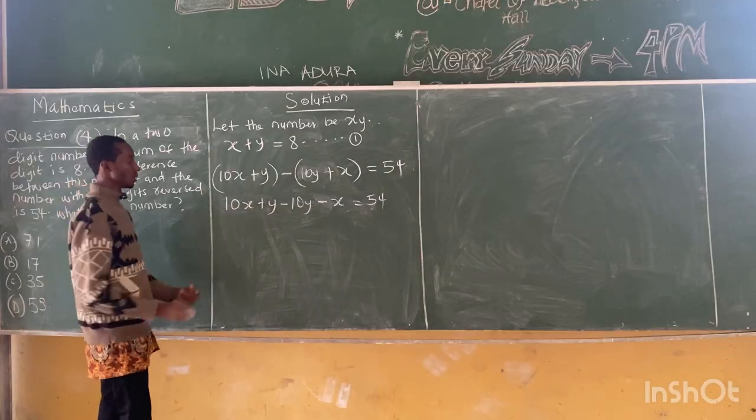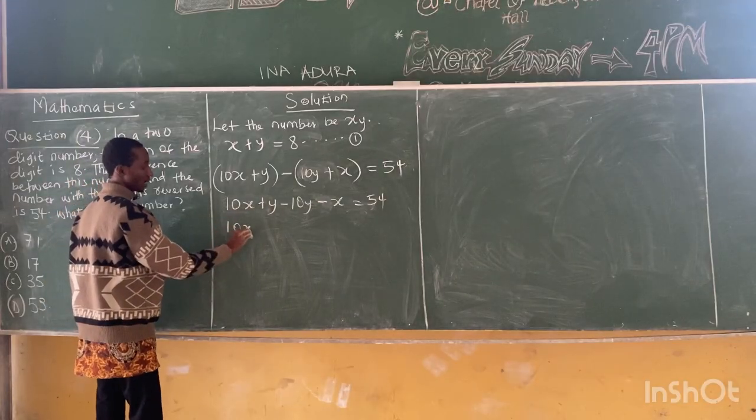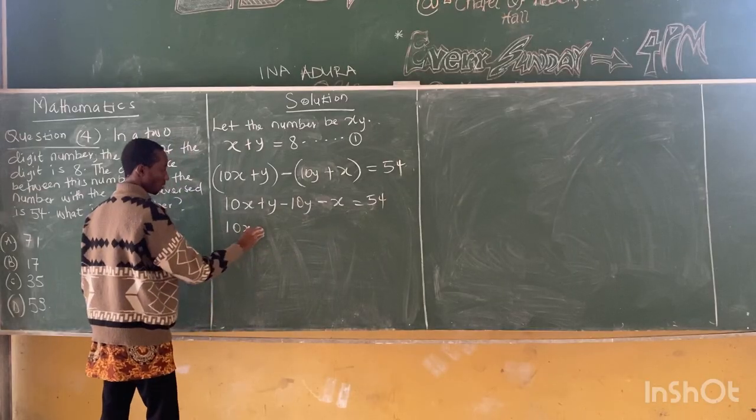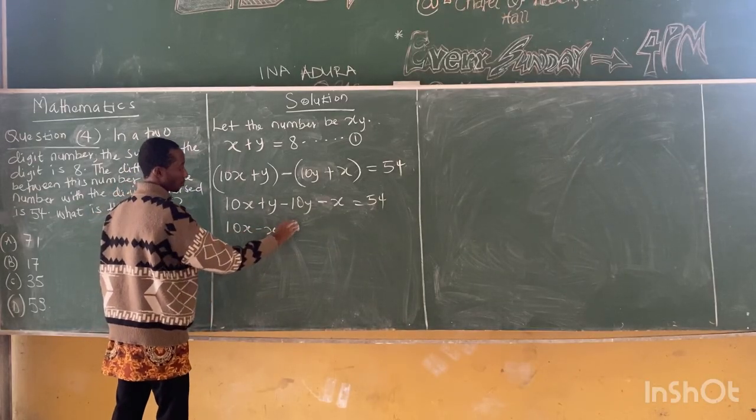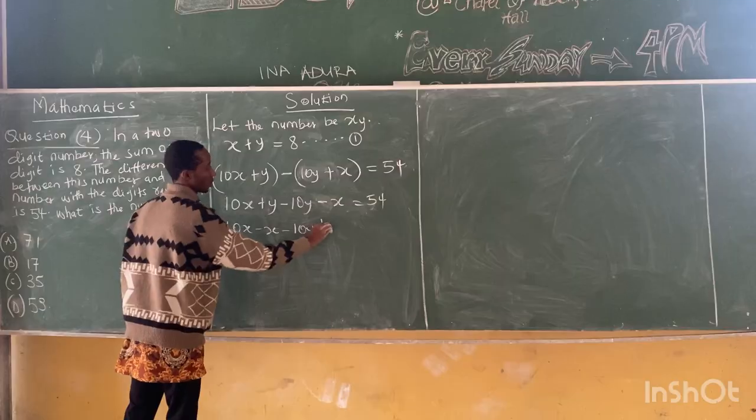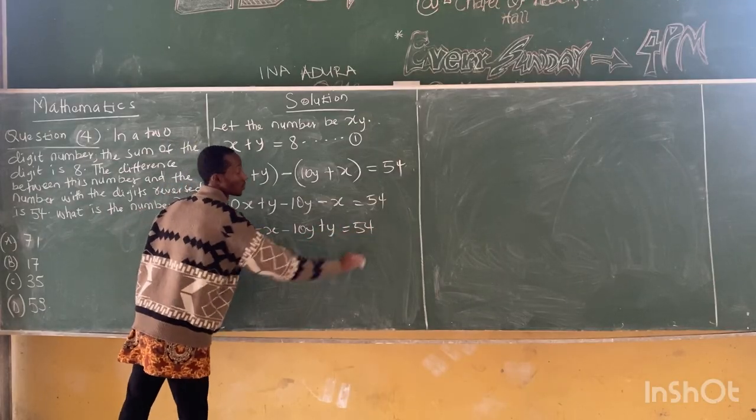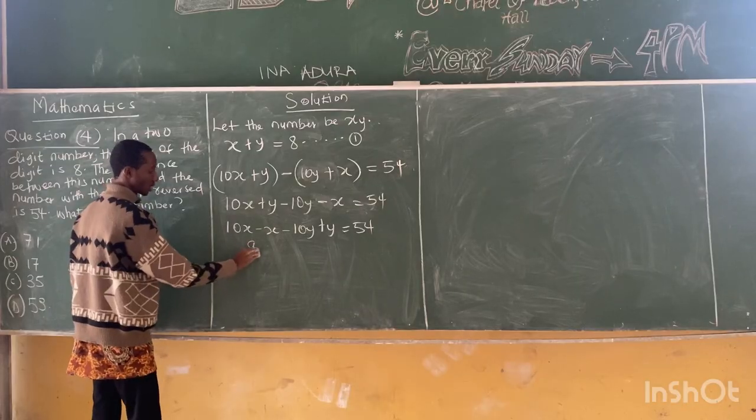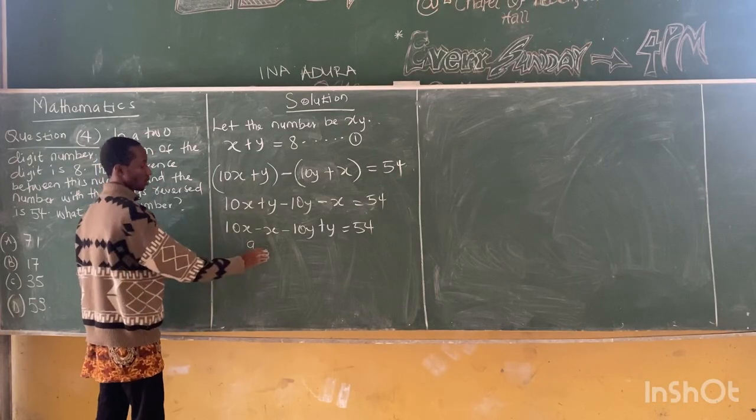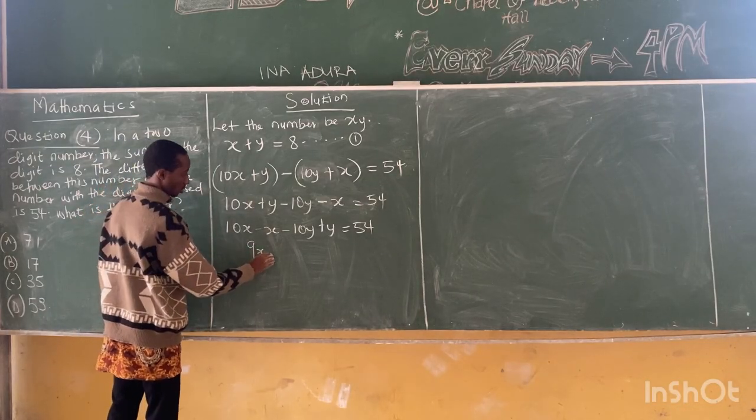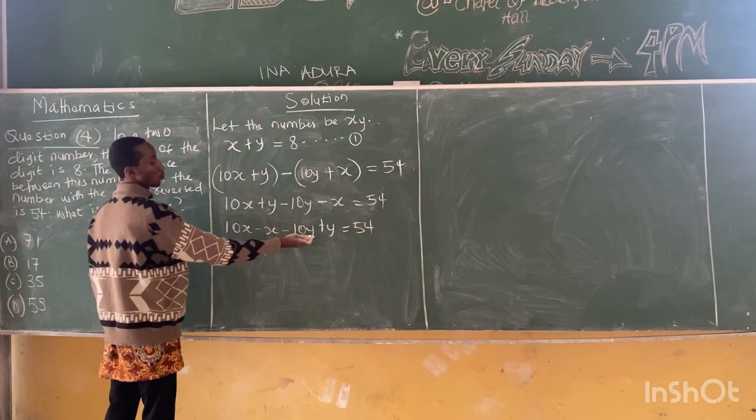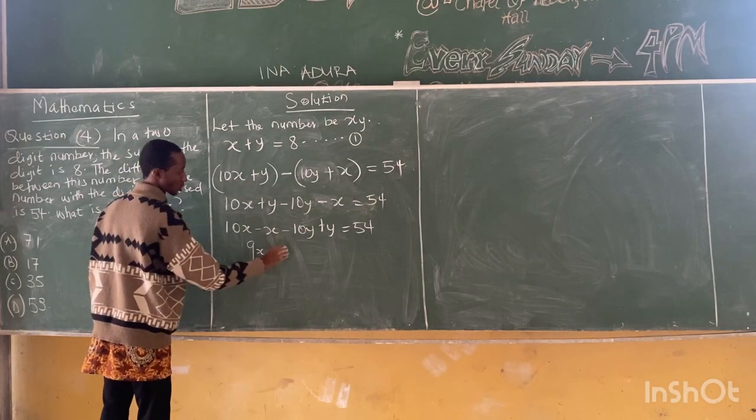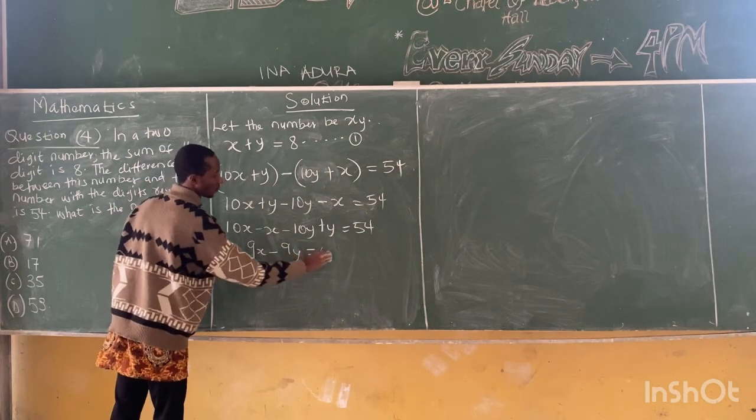If we collect like terms, we have 10x. The next term with x is this what? This one. We have minus x minus 10y plus y equal 54. 10x minus x gives us what? 9x. Minus 10y plus y. 10y plus y gives us what? 9y equal 54.